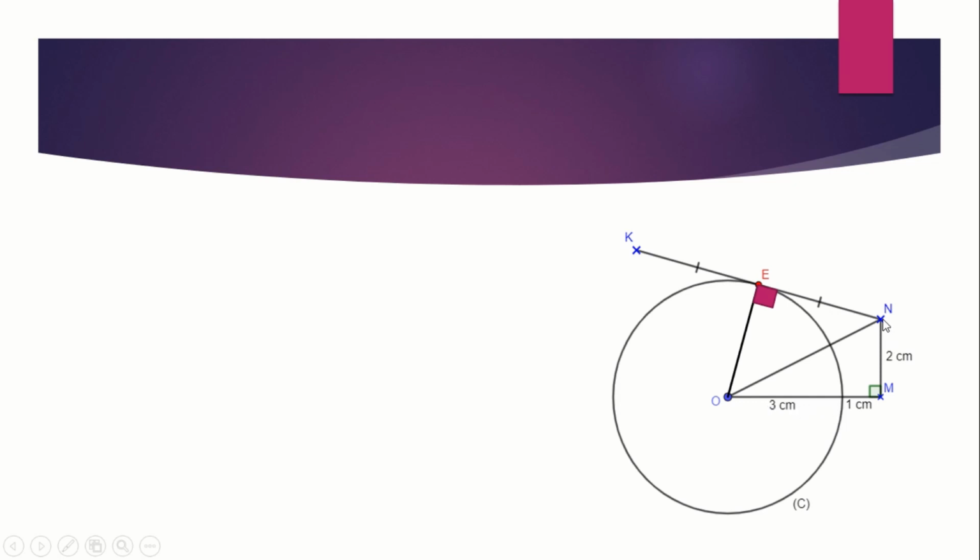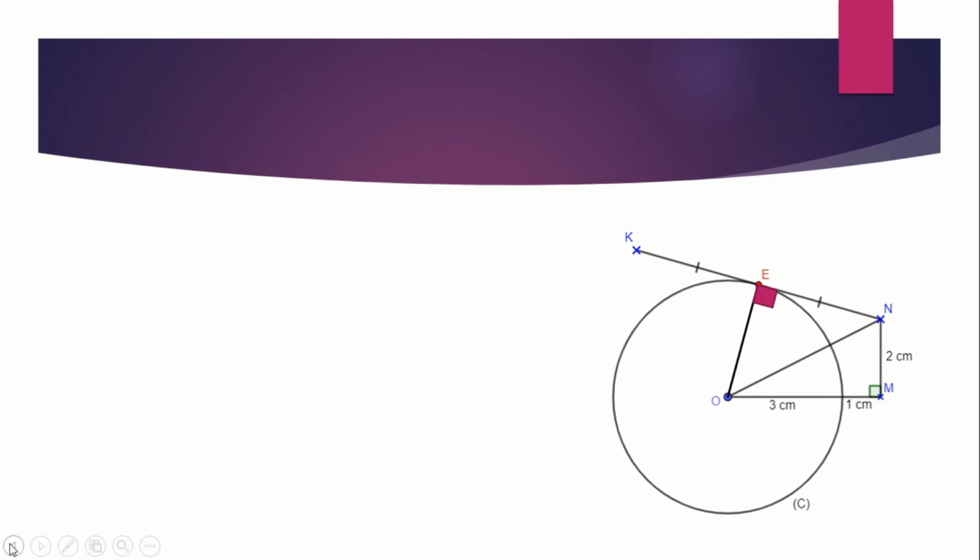Note something, that from N we draw a tangent to the circle C that cuts the circle at the point E. Sure, since we have a tangent, it's perpendicular to the radius OE. Also, we have K is a symmetric of N with respect to E, so we have NE equals EK. We can say here that E is the midpoint of the segment NK by symmetry.